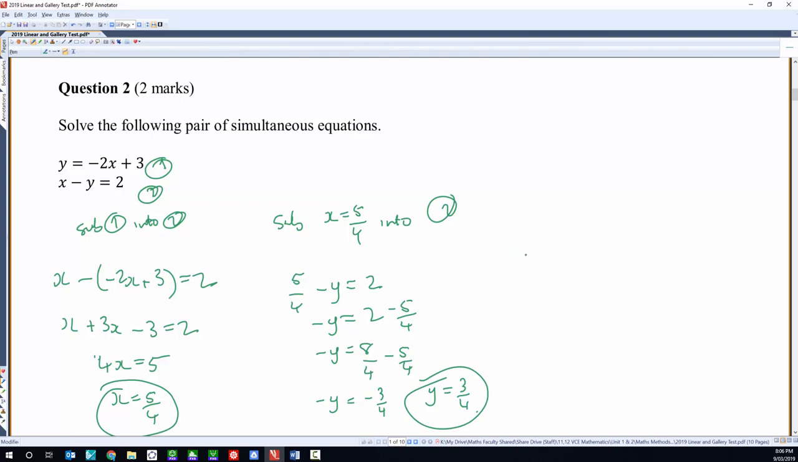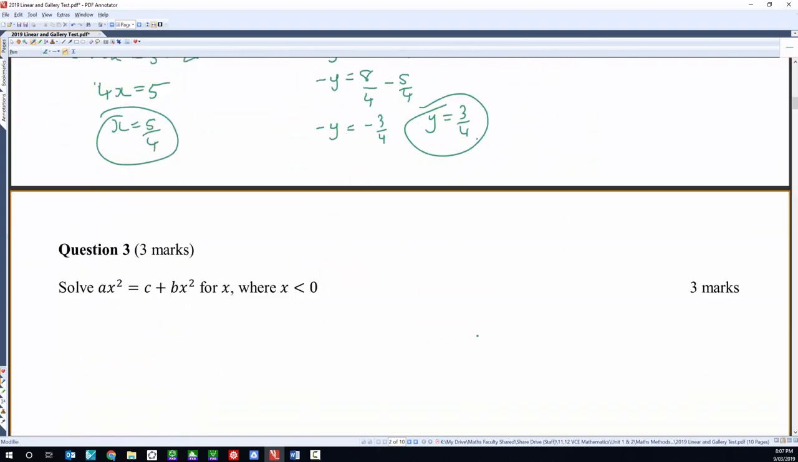No need to write them as an ordered pair because this is not on the Cartesian plane, but it can't hurt, okay, to write it as an ordered pair, but all you need to do is say x is equal to that and y is equal to that. Many of you found x and then forgot completely to find y, so common mistake that.